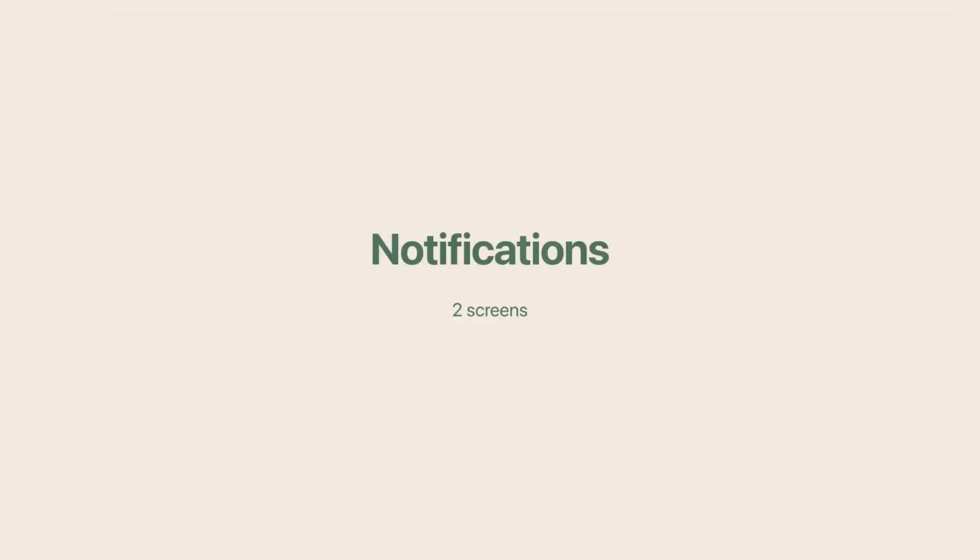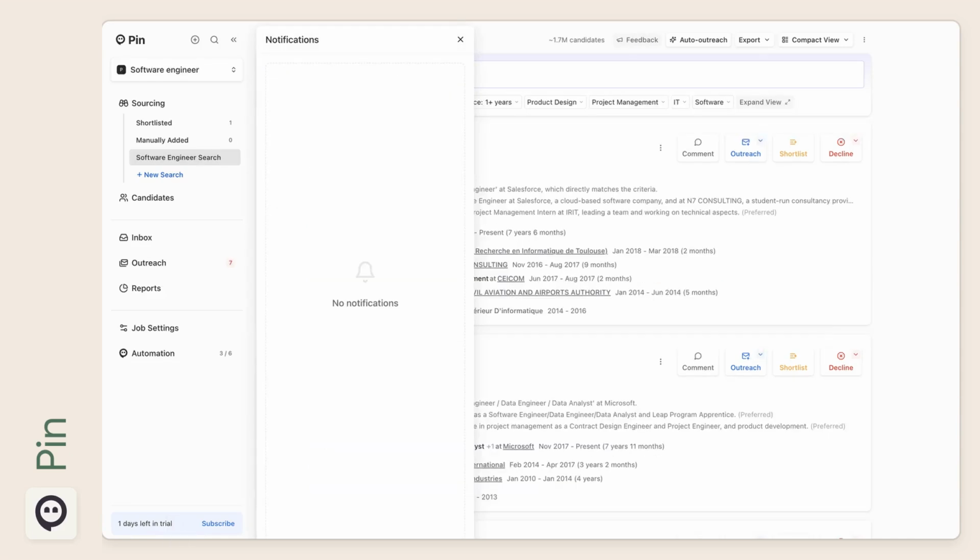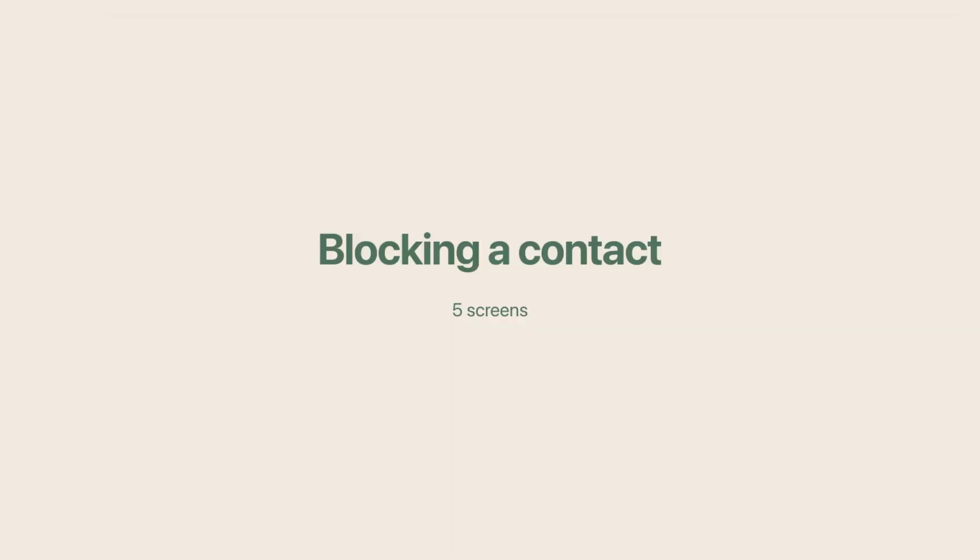Now, let's explore the next topic, notifications. Click the bell to check notifications. No new notifications here. Coming up next, we'll dive into blocking a contact.